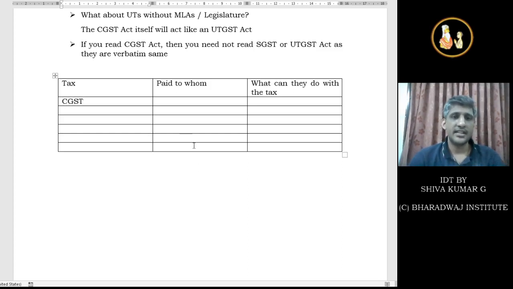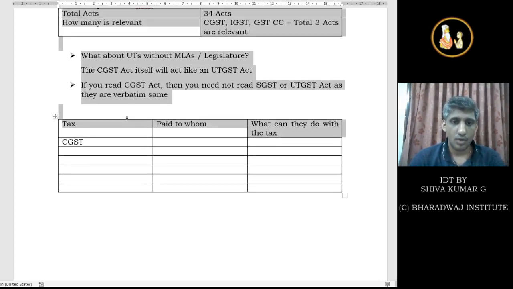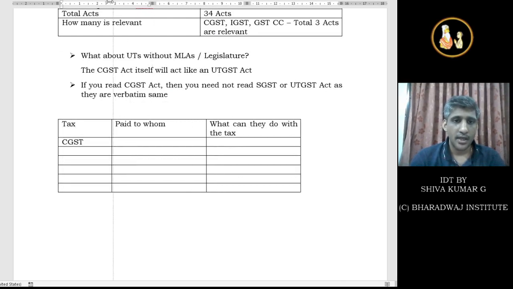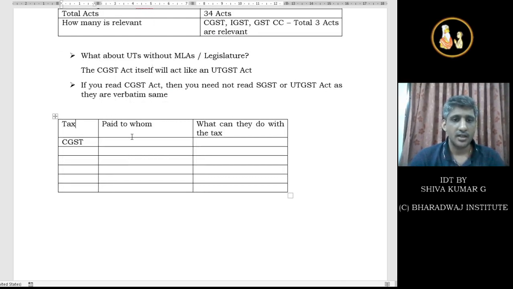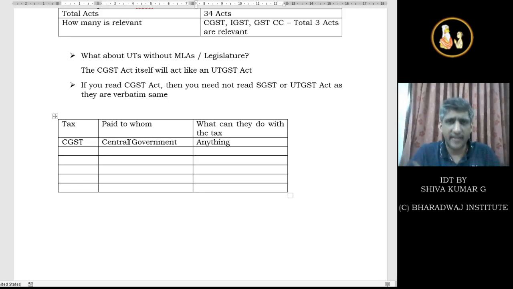CGST. CGST is paid to whom? CGST is paid to the central government. What can they do with the tax? Anything. Of course, when I say anything, they have got a budget process. They have to put the money in the budget. You know, budget. It happens every February 1st. They have to get the approval, etc. But if you get all that, anything is possible. They can do anything.